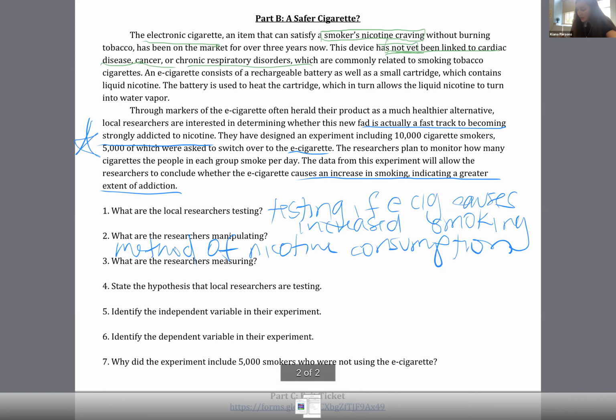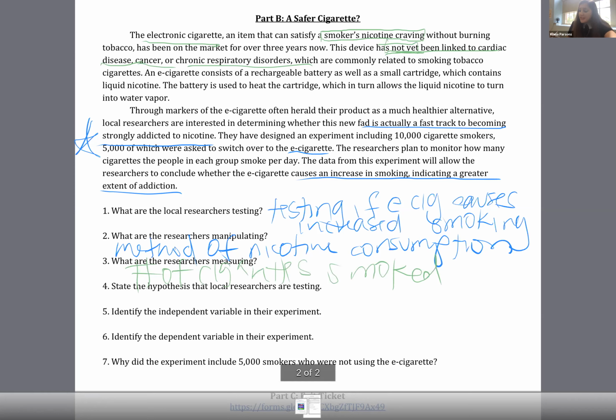What are they measuring? They're measuring the number of cigarettes smoked, or in the case of e-cig users, the number of cartridges burned. So I would guess that in this actual experiment, although it doesn't tell us here, the data would be in milligrams or micromilligrams of nicotine consumed per day.